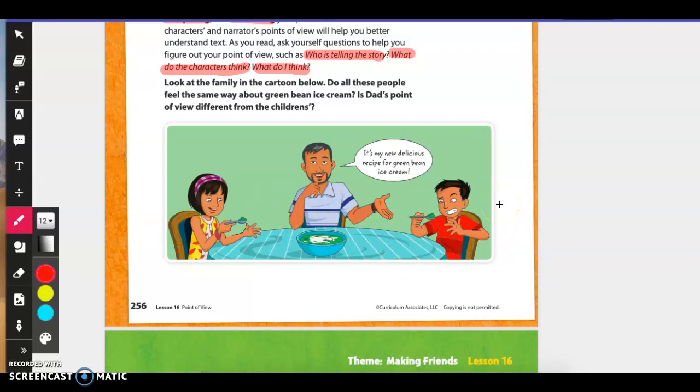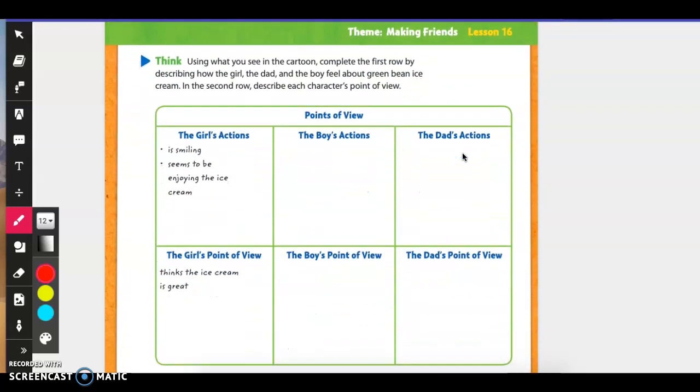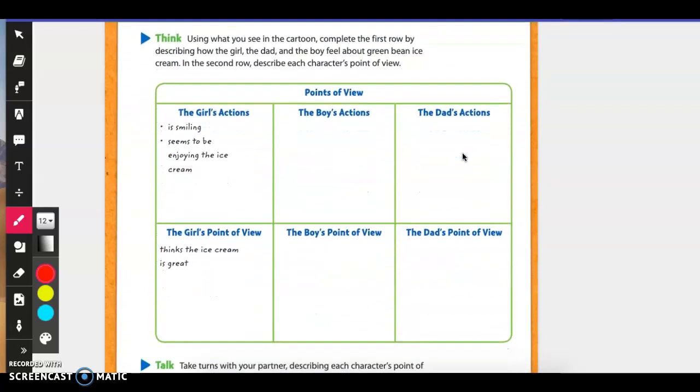The brother, on the other hand, look at his face. Look at his eyes, his mouth, and just all of his body language is very tense. So that shows me that it does not look like he's going to like the ice cream. Let's turn the page and go to the think portion.